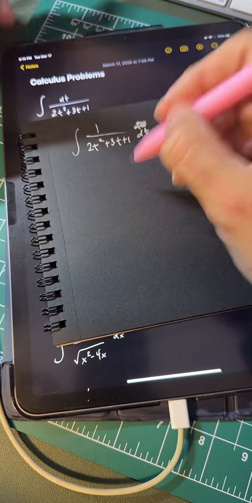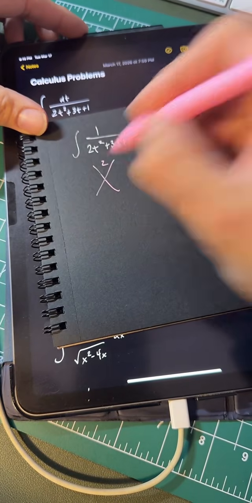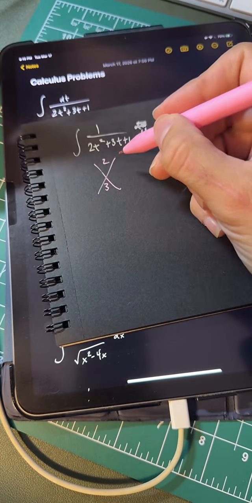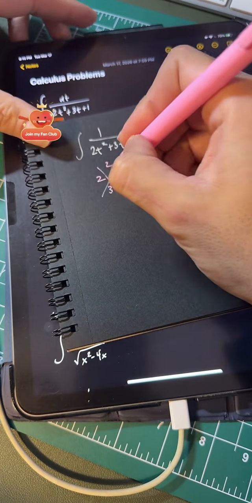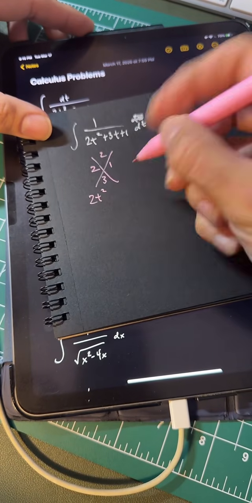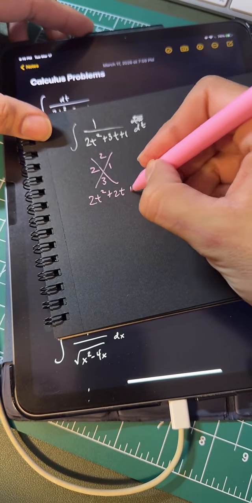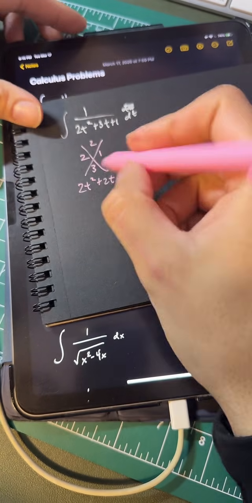So the way I like to factor this is I typically multiply the 2 times 1, which gives me a 2. And I want to find two numbers that multiply to 2 and add to 3. Again, this is super simple. Everyone kind of knows that this is going to be 2 and 1. So then the bottom turns into 2t squared plus 2t plus t plus 1. And this is how some people like to factor it.